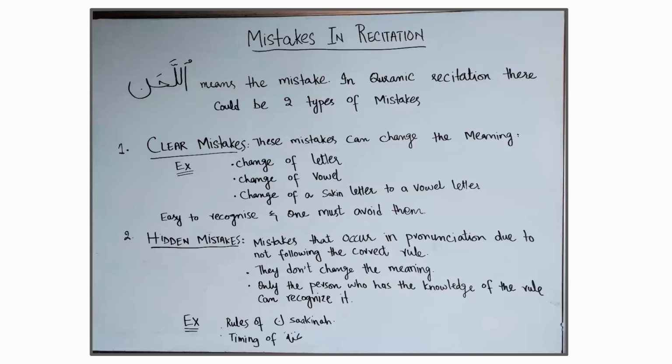Lahnul khafi or hidden mistakes are related to perfecting the tajweed rules. These mistakes occur in the pronunciation due to not following the correct rules of tajweed. These mistakes do not change the meaning, and only those who have the knowledge of the rules of the proper recitation can recognize them. For example, lengthening of ghunna, rules of mudud. But in order to recite the way our Prophet ﷺ used to recite, we need to avoid the hidden mistakes as well. And that's the main objective of our course, that we can learn to recite the Quran the way our Prophet ﷺ used to recite to gain the pleasure of Allah subhanahu wa ta'ala.